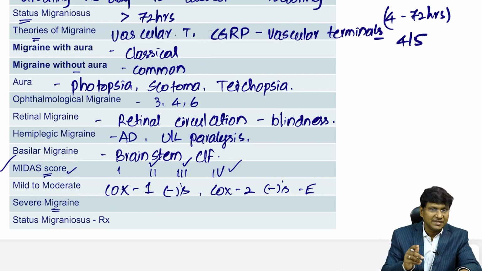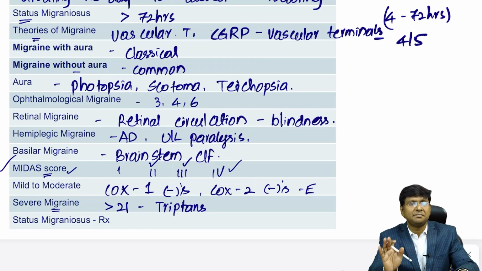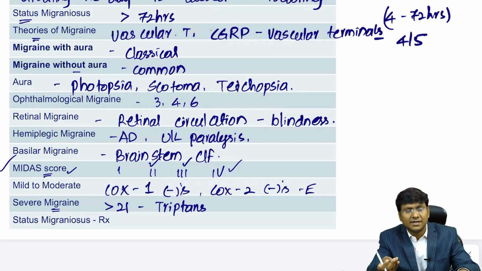Whereas in case of the severe form of migraine, where the score is more than 21, in this scenario, the drug of choice will be the triptans, right? Where we give sumatriptan, and this sumatriptan can be given as mouth dissolving tablets, nasal sprays, right? So these are the various forms, and it can also be given as subcutaneous injections, or as transdermal patches. Okay.